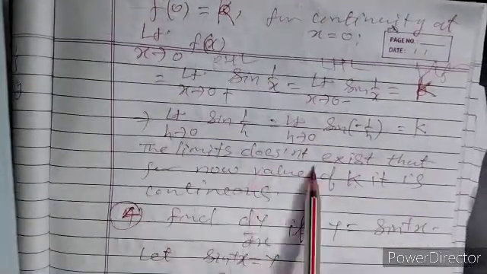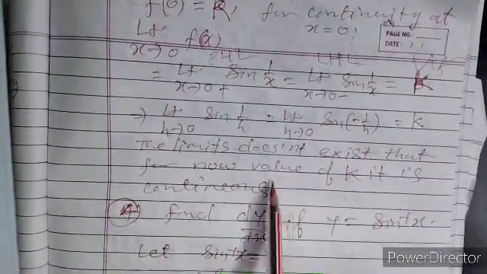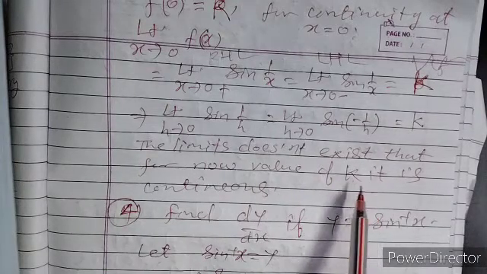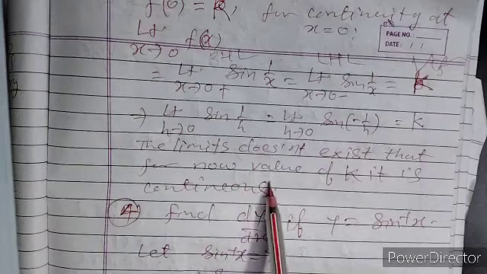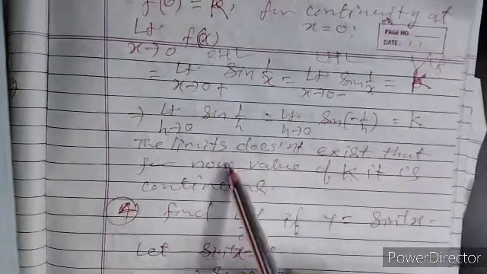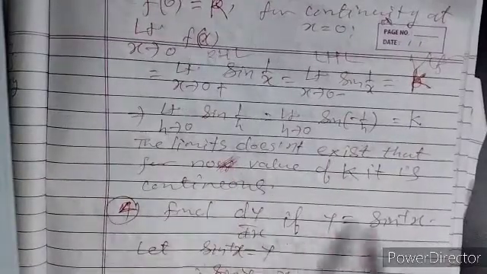Therefore, what will you write? The function is not continuous for any value of k, or you may write that for no value of k is it continuous.